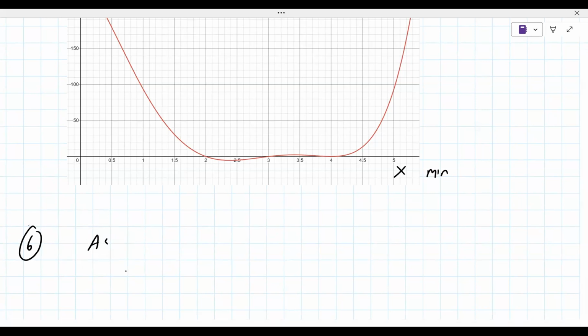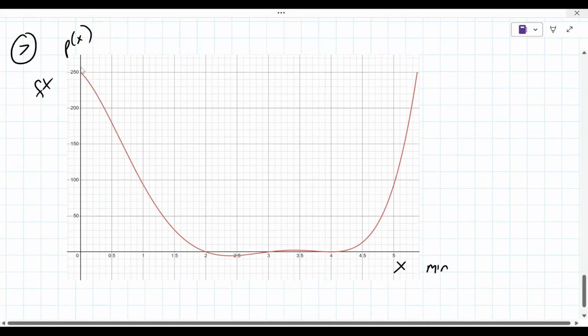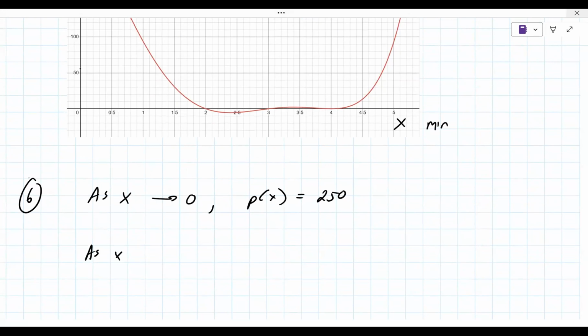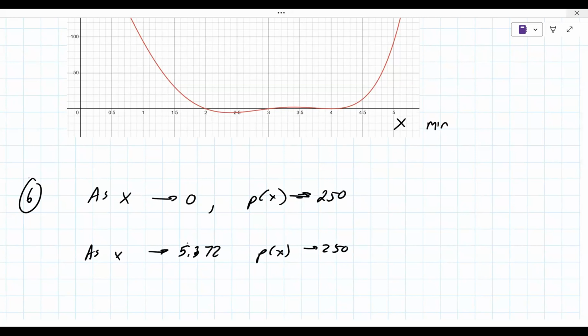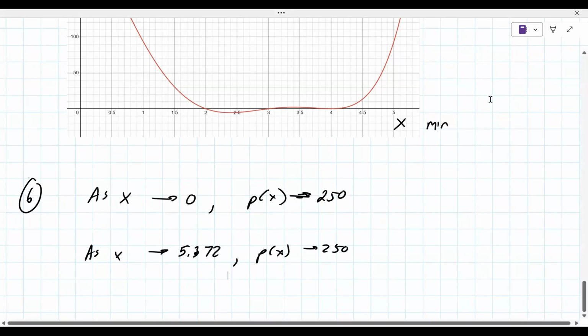Okay, so you want to say as X approaches 0, P of X approaches 250. So that's the starting point. And then you would say as x approaches, and we got this number from the graph, 5.372, P of x approaches 250, or I don't know if you guys are using arrows or equals, but that's the practical end behavior. Basically, you're saying it starts at 250, it ends at 250. Okay. And that's good enough.